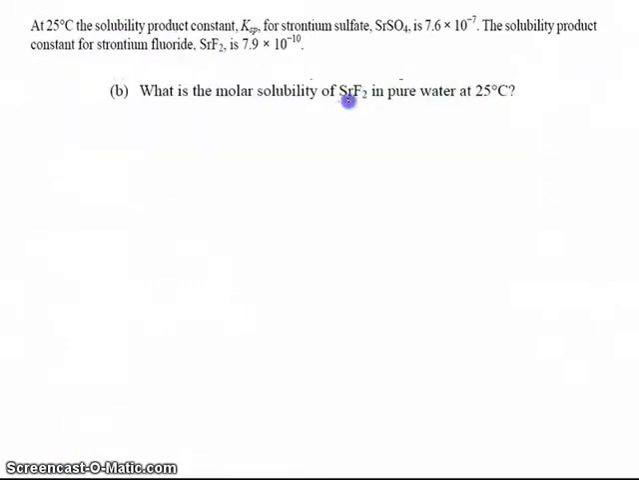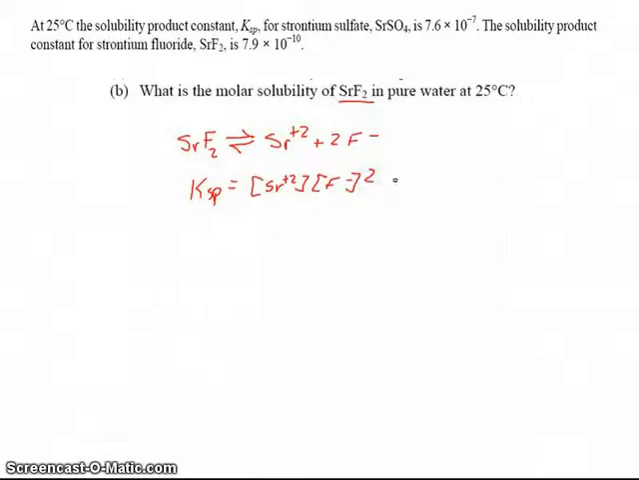Part B wants to know the same thing about strontium fluoride. In this case, my dissociation would look like this: SrF2 would dissociate to form strontium 2 plus and 2 fluoride ions. And so when writing a KSP for this, we have to take a little bit different approach. It's still going to be the concentration of strontium, which hasn't changed, but the fluorides are going to be squared. And that is going to equal 7.9 times 10 to the minus 10th.